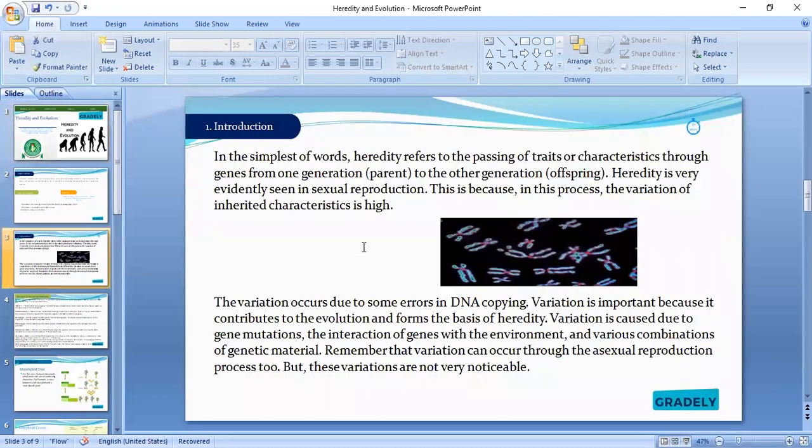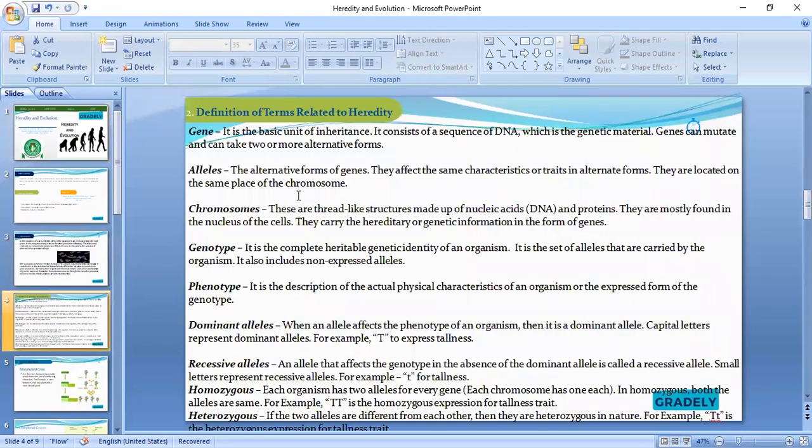Okay, so that is it in heredity. Now, I want us to actually look at the different terms in heredity. Now, let's look at the gene. We said they are the basic units.